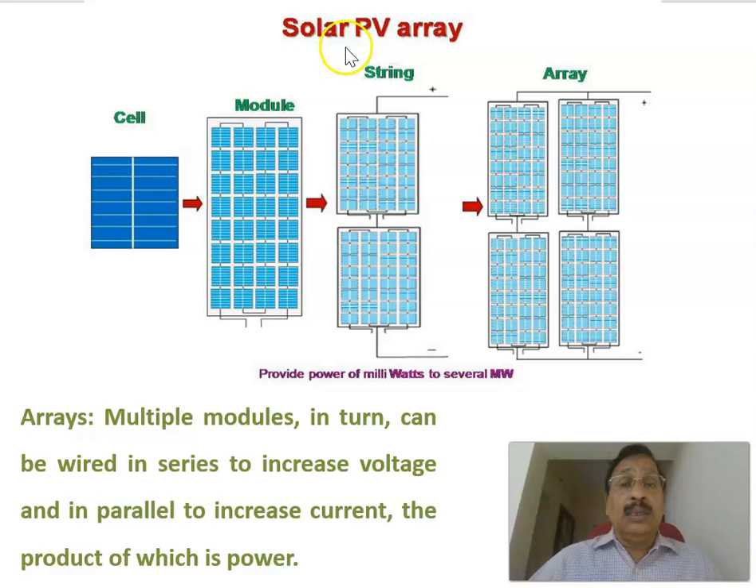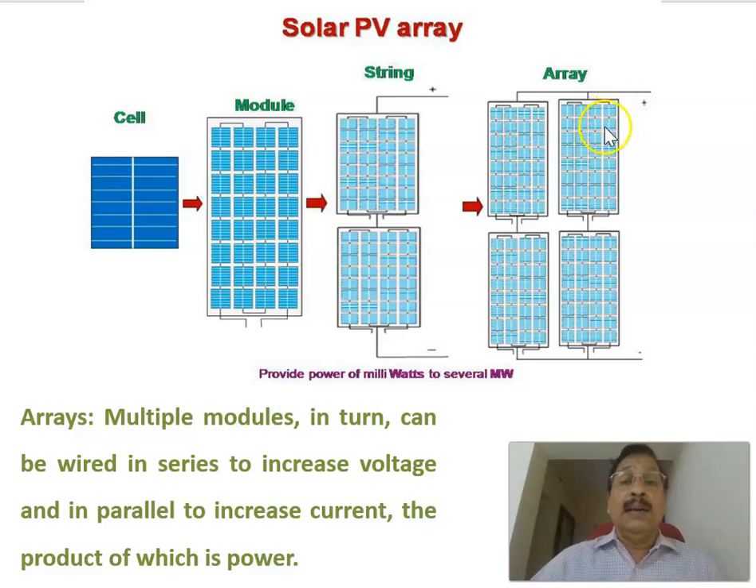Again, coming to the solar PV array formation, the heart of it is a solar cell. Such solar cells connected in series are called a module. Such modules can be connected in series, and this becomes a string. Such strings connected in a series-parallel combination make an array.